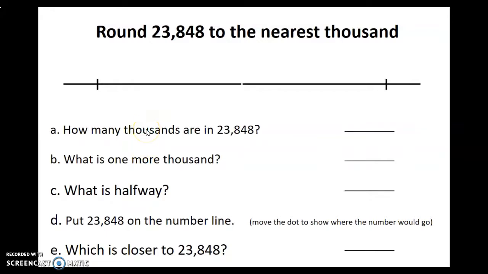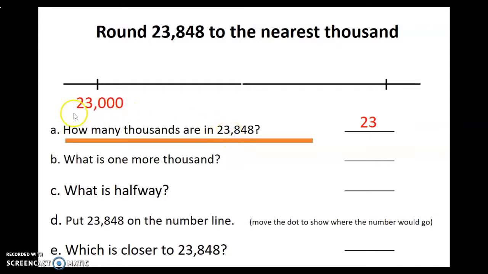How many thousands are in 23,848? Well, I know that there's a 3 in the thousands place, but I have to include, just like Miss Lanning taught you yesterday, all of the numbers in front of the 3 as well. So there are 23 thousands in this number. So I'm going to include all of these numbers.